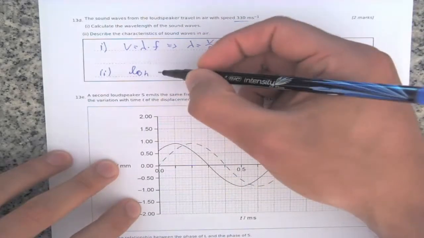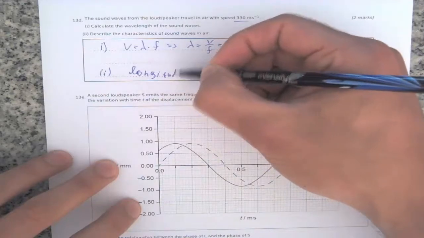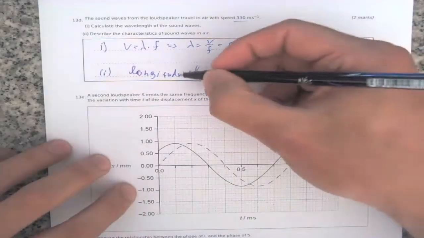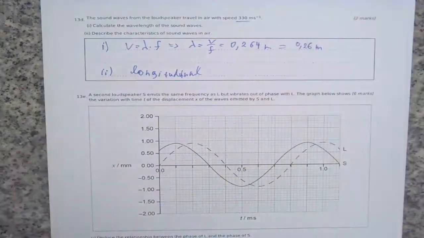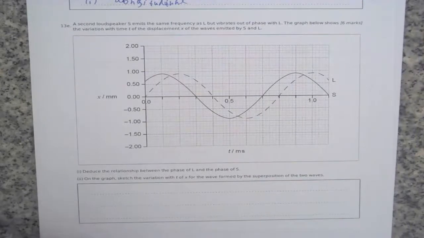The sound waves in air are longitudinal waves, with some small mistakes here in grammar, but who cares about that? 13. A second loudspeaker S emits the same frequency as L, but vibrates out of phase with L. The graph below shows the variation with time t of the displacement x of the waves emitted by S and L. And number 1, deduce the relationship between the phase of L and the phase of S.